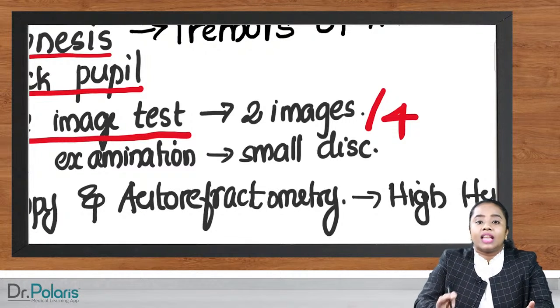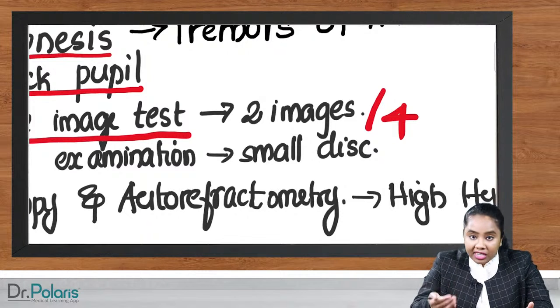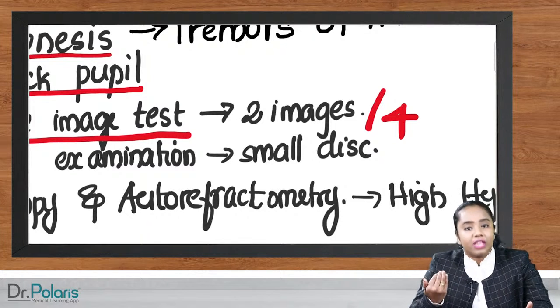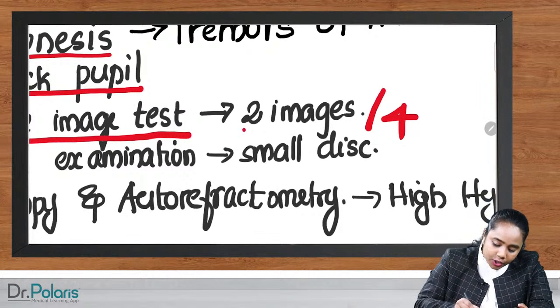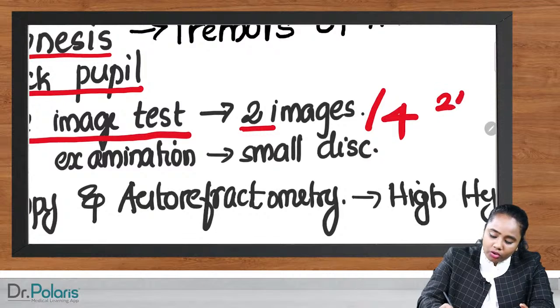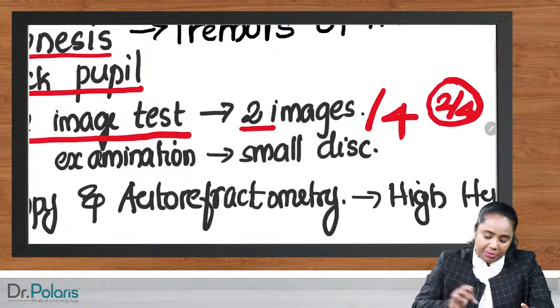2 images will be seen out of 4. Normally, it is 4 images that you can see in case of Purkinje image test. But here, because of the hypermetropia as well as aphakia, there are only 2 images seen. So, 2 out of 4 is our point. So, that is about Purkinje image test.